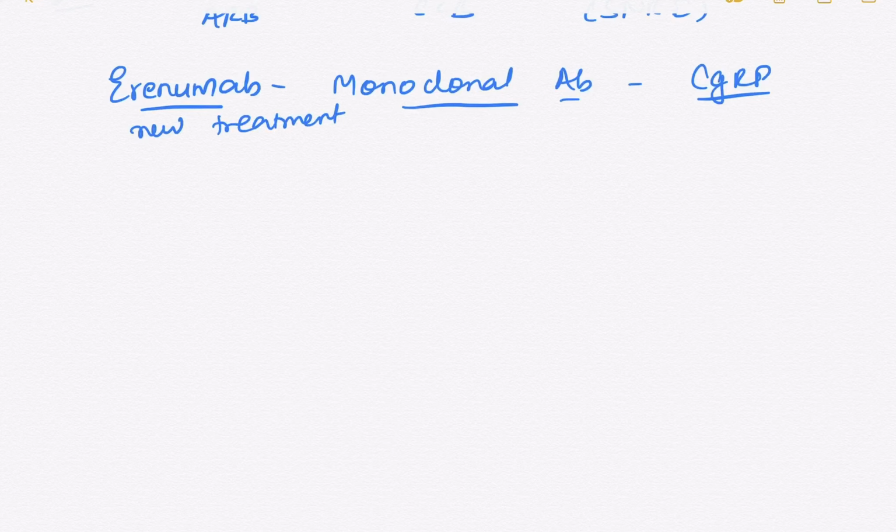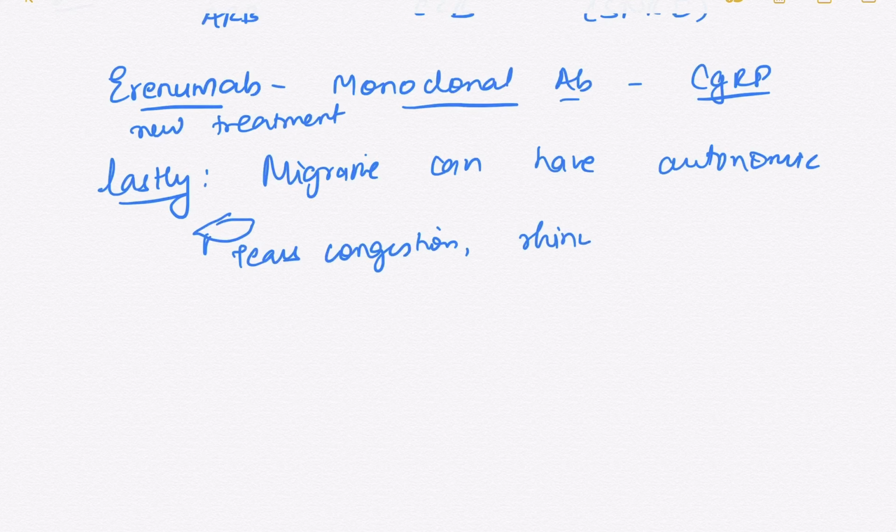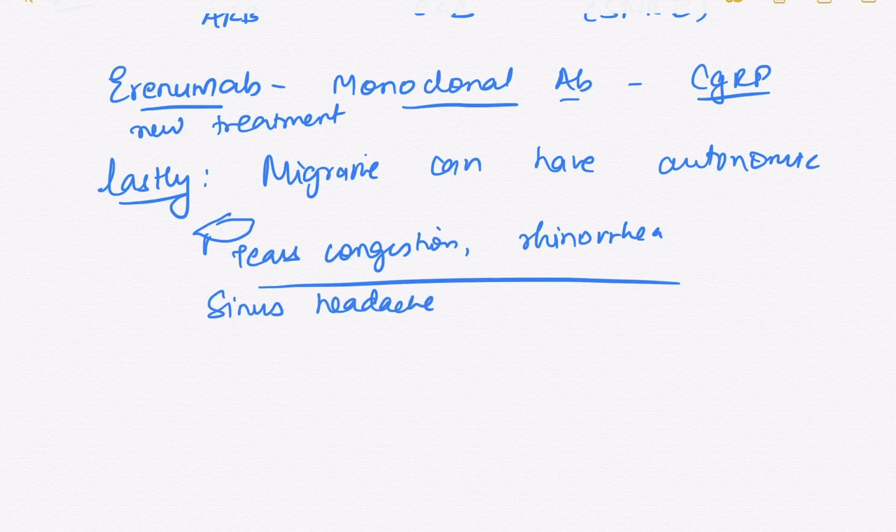Okay, and lastly we have to remember that the migraine can have autonomic symptoms. Okay, autonomic symptoms like tears, congestion in the eye, rhinorrhea, etc. Okay, so don't confuse the migraine with sinus headache. Okay, fine.